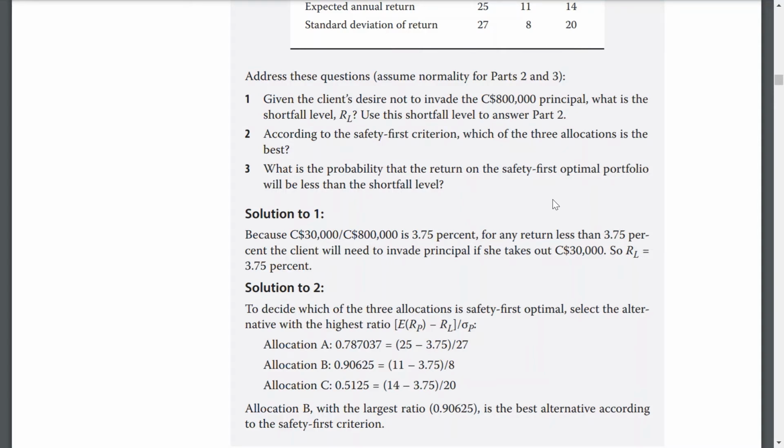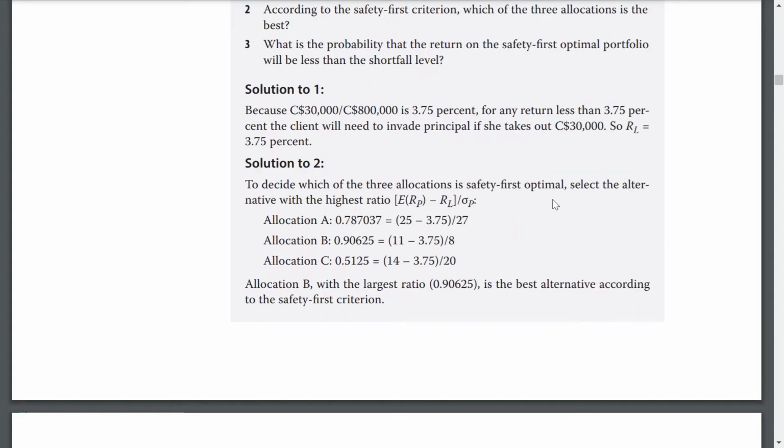Solution to 1: because 30,000 divided by 800,000 is 3.75%, for any return less than 3.75%, the client will need to invade principal if she takes out 30,000. So RL equals 3.75%. Solution to 2: to decide which of the 3 allocations is safety first optimal, select the alternative with the highest ratio, the expected value of RP minus RL divided by the standard deviation of P. Allocation A is this. Allocation B is this.